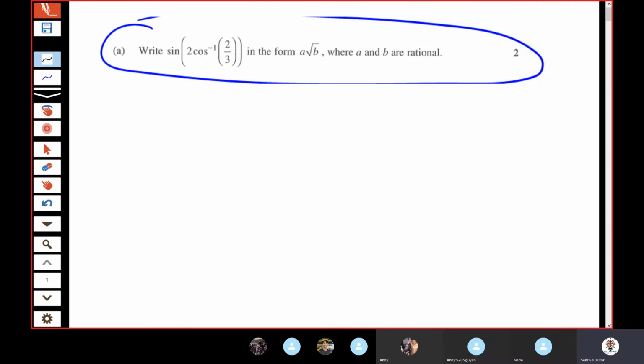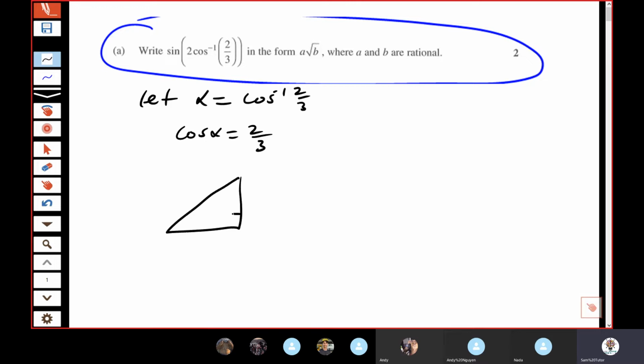Write sine 2 inverse cos 2 on 3 in the form a root b. You obviously let alpha equal inverse cos 2 on 3. Cos both sides, you get cos alpha equals 2 on 3. From there, you get your right angle triangle.